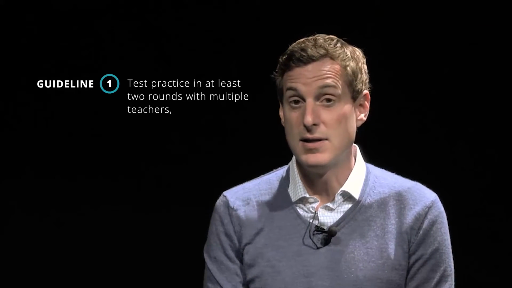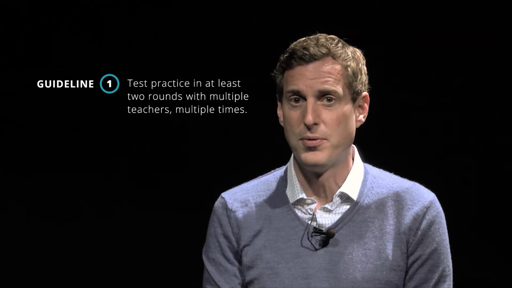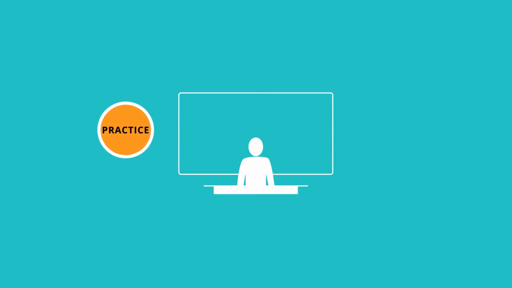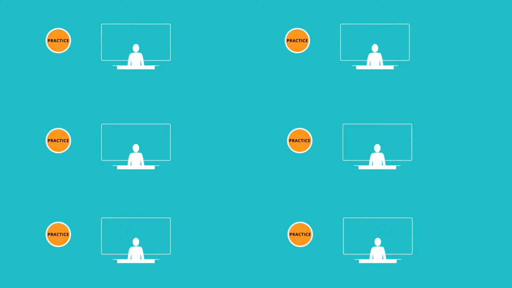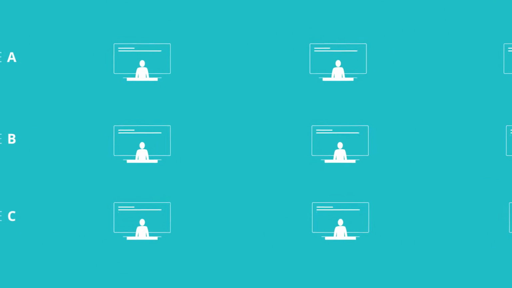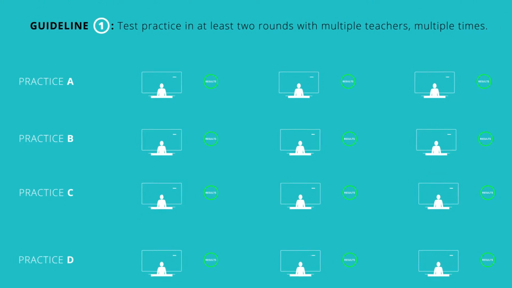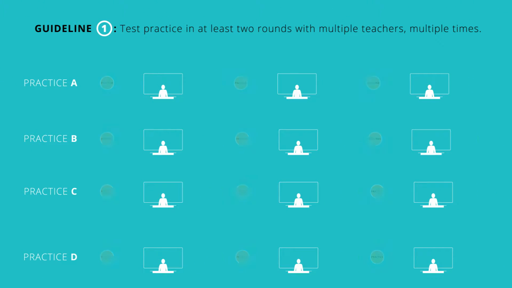Design an approach in which each practice is tested in at least 2 rounds, each round with multiple teachers using the practice multiple times during a similar time frame. Having multiple teachers test the practice repeatedly will help reduce the likelihood that any results are due to chance. Also, having teachers test each practice roughly simultaneously will help reduce the likelihood of results being confounded by factors related to the passage of time.